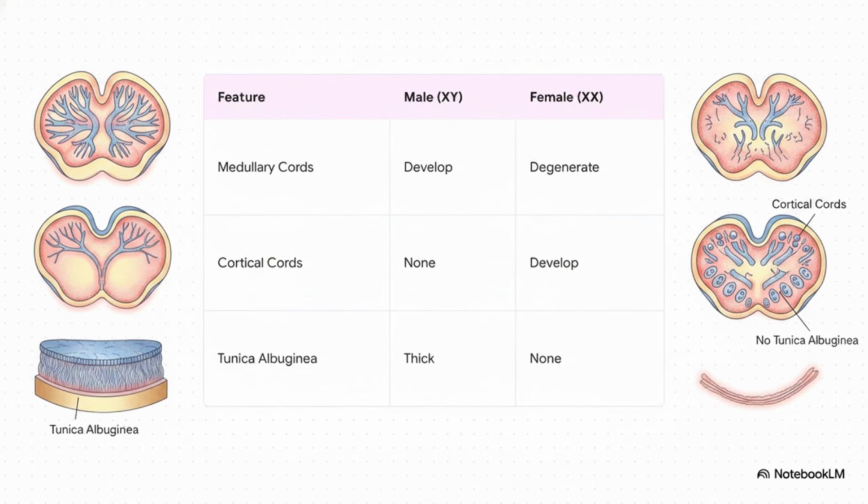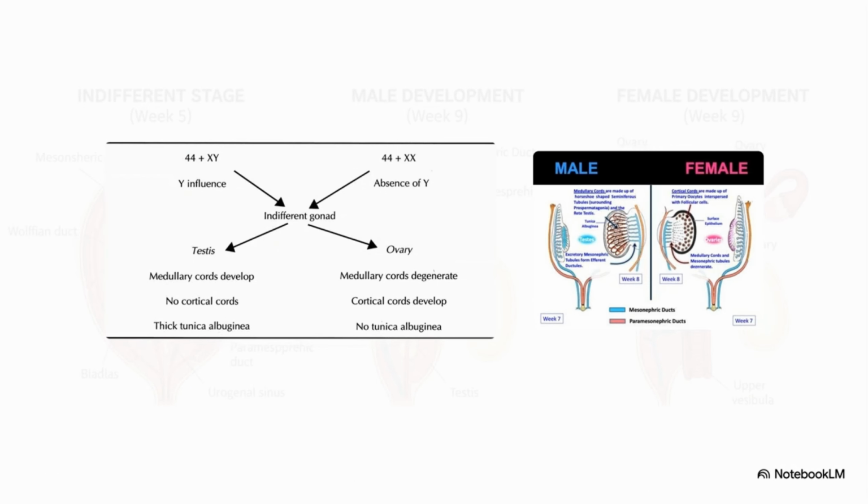But in an XX embryo, total opposite. The medullary cords completely degenerate, cortical cords spring up on the surface to hold the oogonia, and there is zero tunica albuginea. You can really see this profound structural divergence by week 8. Look at the male side, deep medullary cords and that thick tunica albuginea creating a solid barrier.